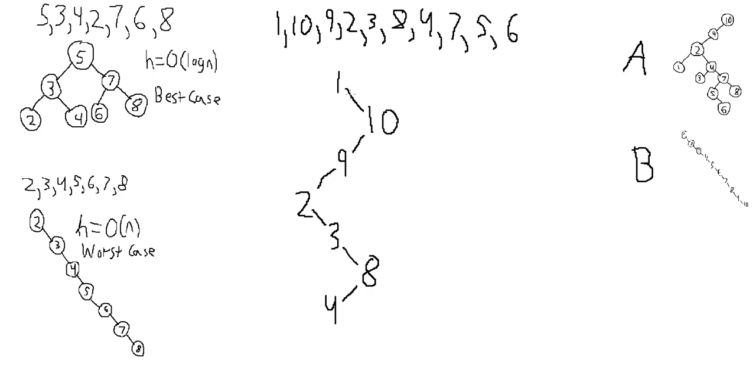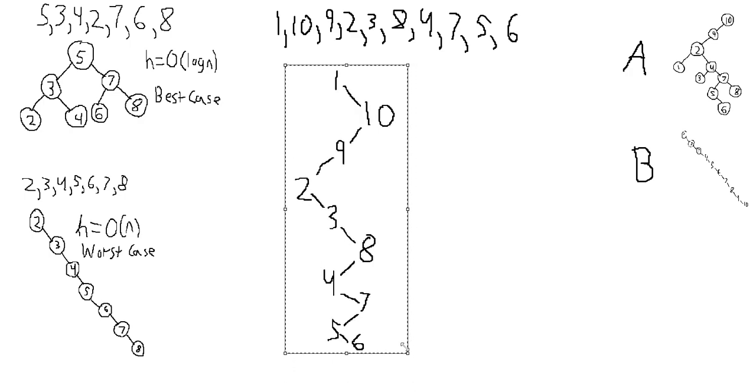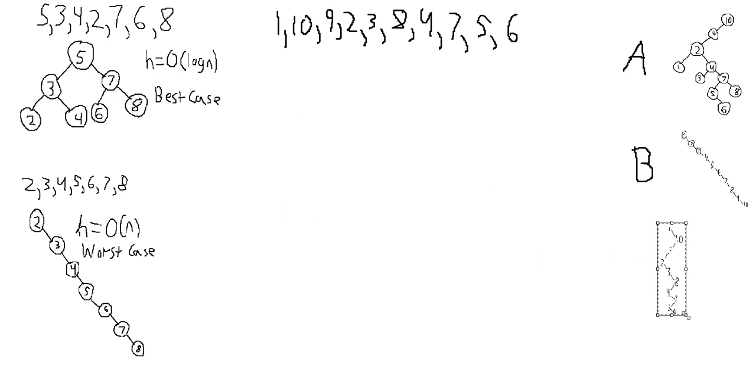When we insert 7, greater than 1, less than 10, less than 9, greater than 2, greater than 3, less than 8, greater than 4, and the 5 is going to end up less than the 7, 6 is going to end up greater than the 5. So we have now turned this array into, once again, a linked list format, which we know is the worst case structure for binary search trees. So both B and C right now are looking like our two worst case scenarios.